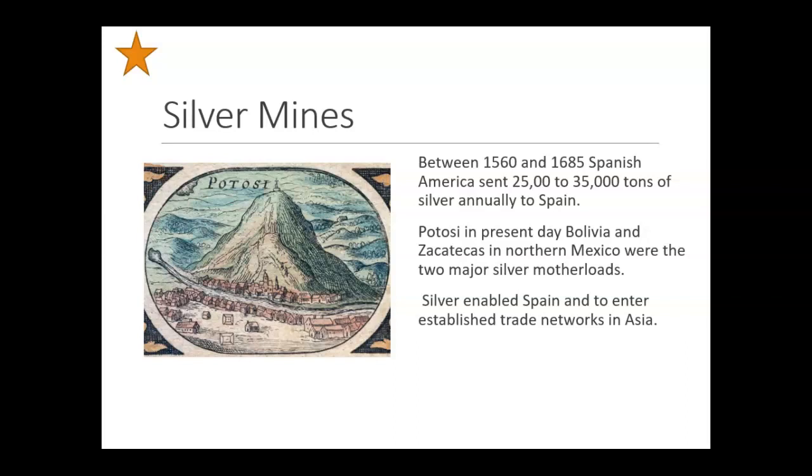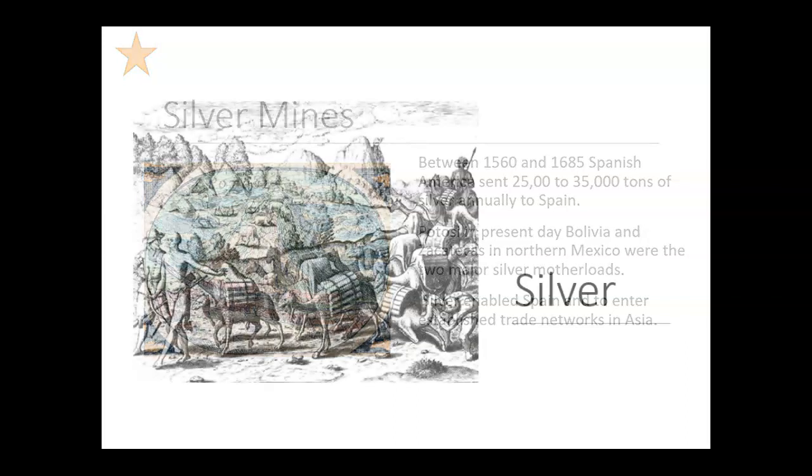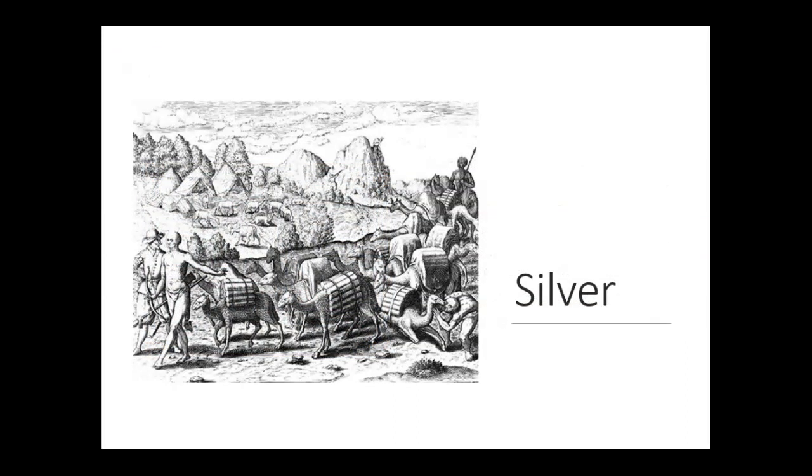But soon the Spanish would have their own silver mines in the region. Potosí, in present-day Bolivia, and Zacatecas, in northern Mexico, were the two major silver motherlodes. The silver discovered in these areas enabled Spain to enter established trade networks in Asia. Now, all of southern Mexico, Central America, and the Caribbean became part of a supply network for the northern and southern mines.